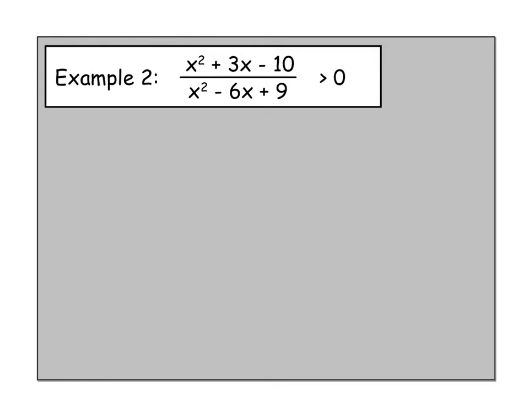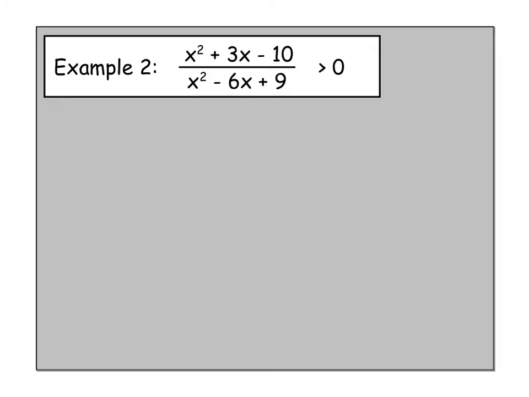All right, let's set up another one. Now this one, again, is a quadratic over a quadratic. This one introduces one new thing to the mix here. When we solve to get critical values, we need to also account for any restricted values or excluded values. If we have something that makes the denominator 0, that's going to be a critical value as well.